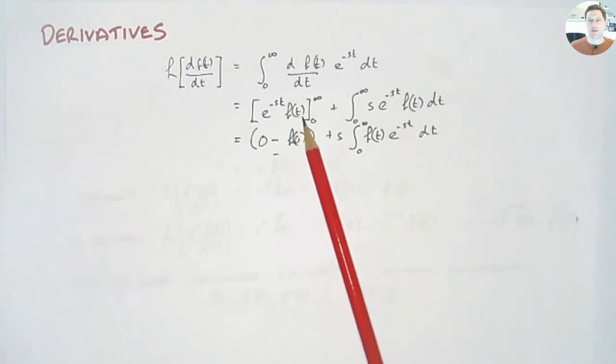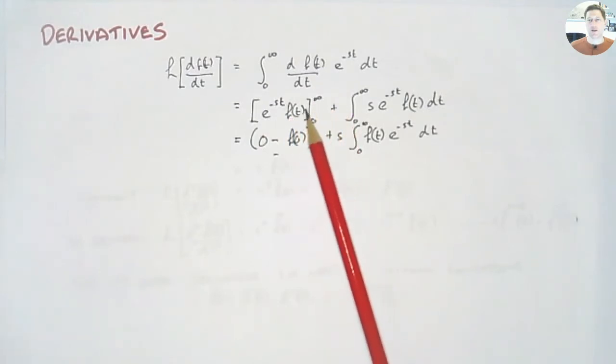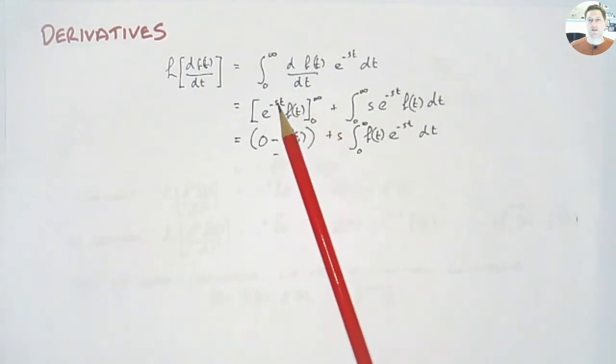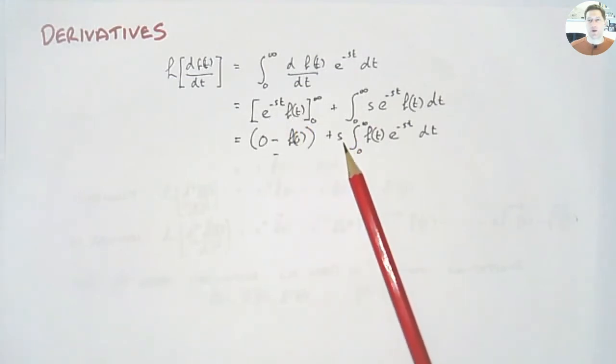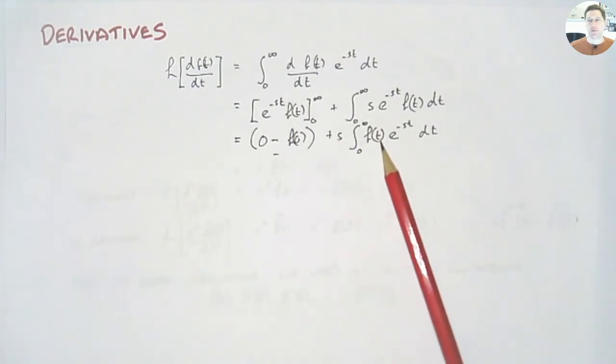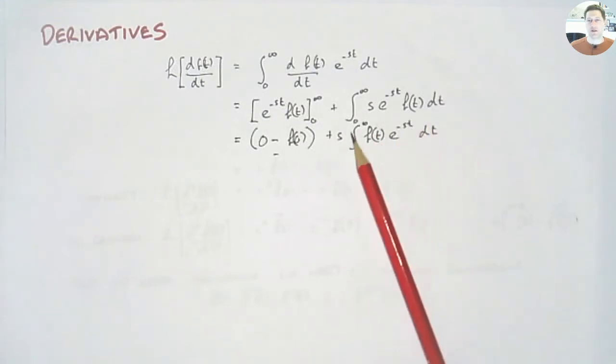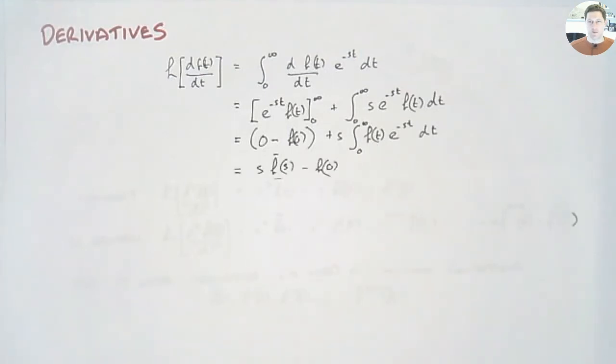So here we have e to the minus st times f of t, so we put in our limits. When t is infinity, this term will be 0. When t is 0, the exponential would be 1, and this would be equal to f of 0. So we have minus f of 0 there. Here we are with our second term. We've taken s outside. Now we've got the integral of f of t e to the minus st dt, and we recognise this is the same as the Laplace transform of the function f(t). So we can rewrite that as simply: the Laplace transform of the derivative is equal to s times the Laplace transform of the function minus f of 0.